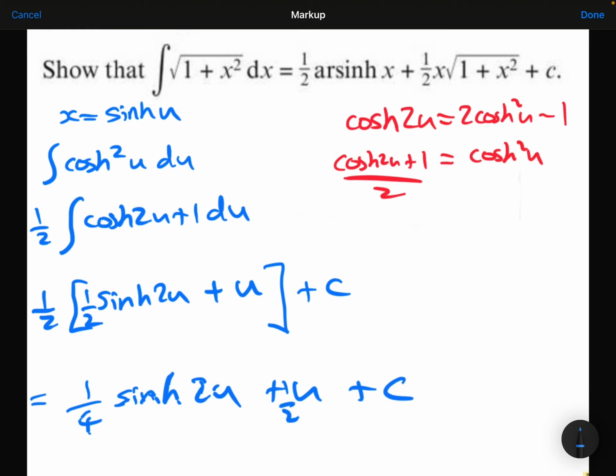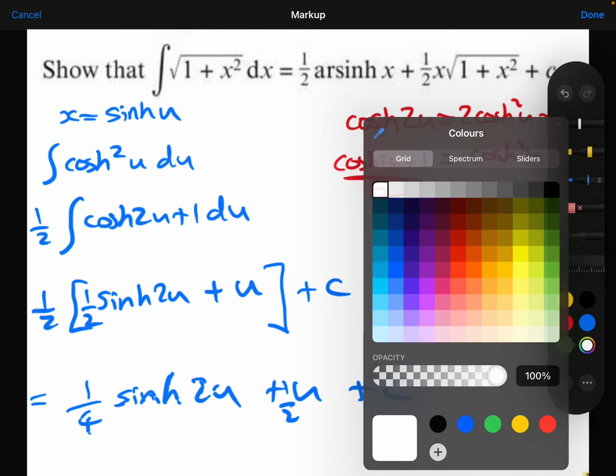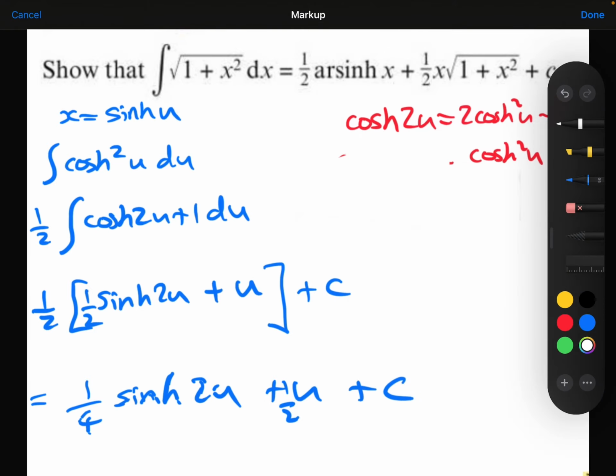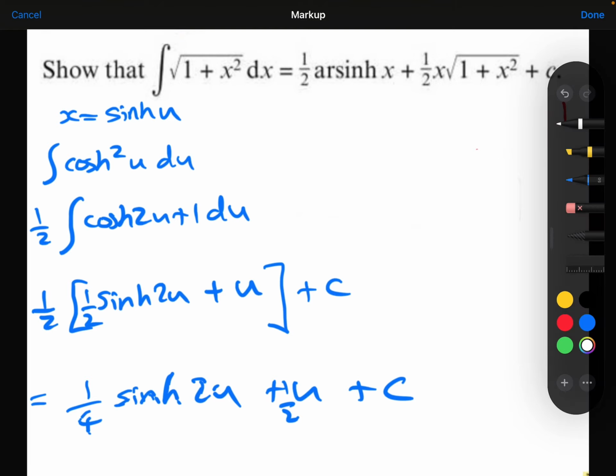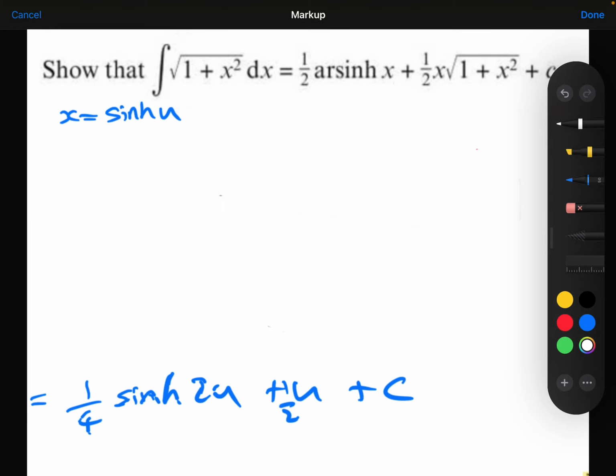Right, so we've integrated this, but I've got it in terms of u and I need it in terms of x. So again, I need some more space to help me out with this. So just bear with me again. So I have got the 1/4 sinh 2u plus a half u plus c.